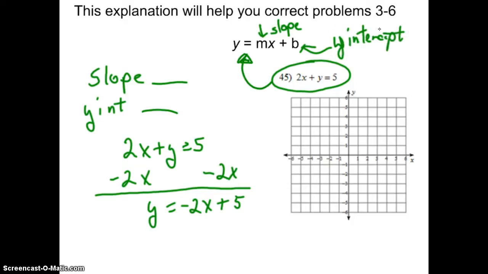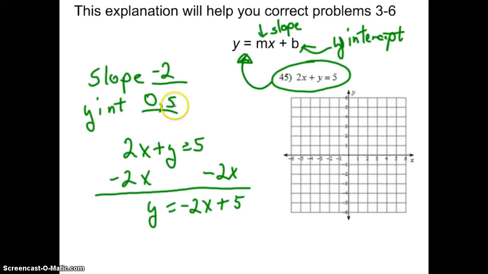So now the answer to this particular problem here for this equation, the slope is negative 2. It's not negative 2x, it's just negative 2. The y-intercept, and it's asked to be put in ordered pairs, so this would be 0, 5.